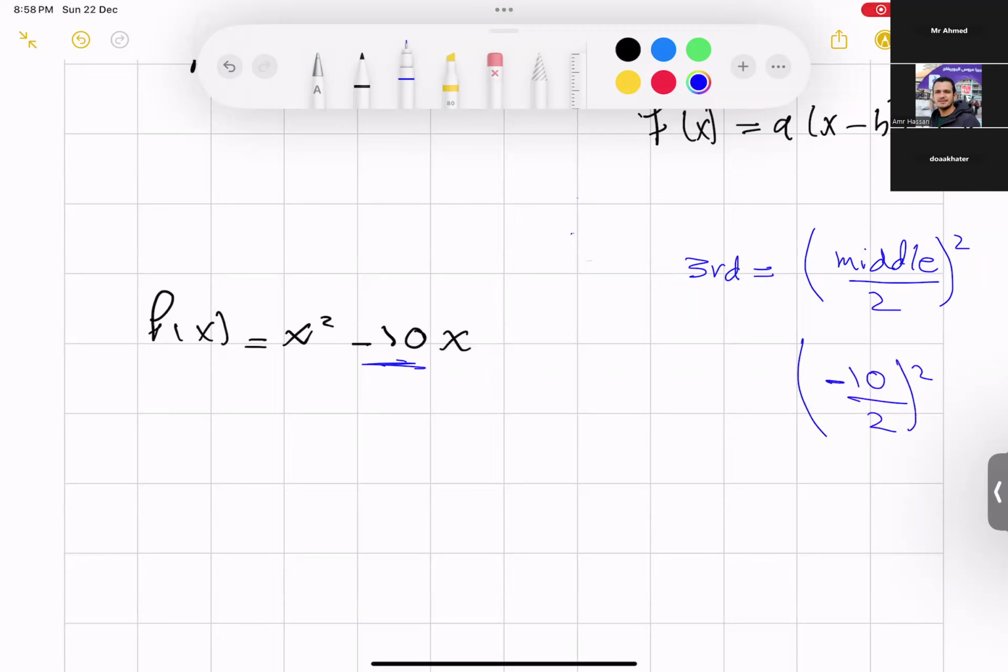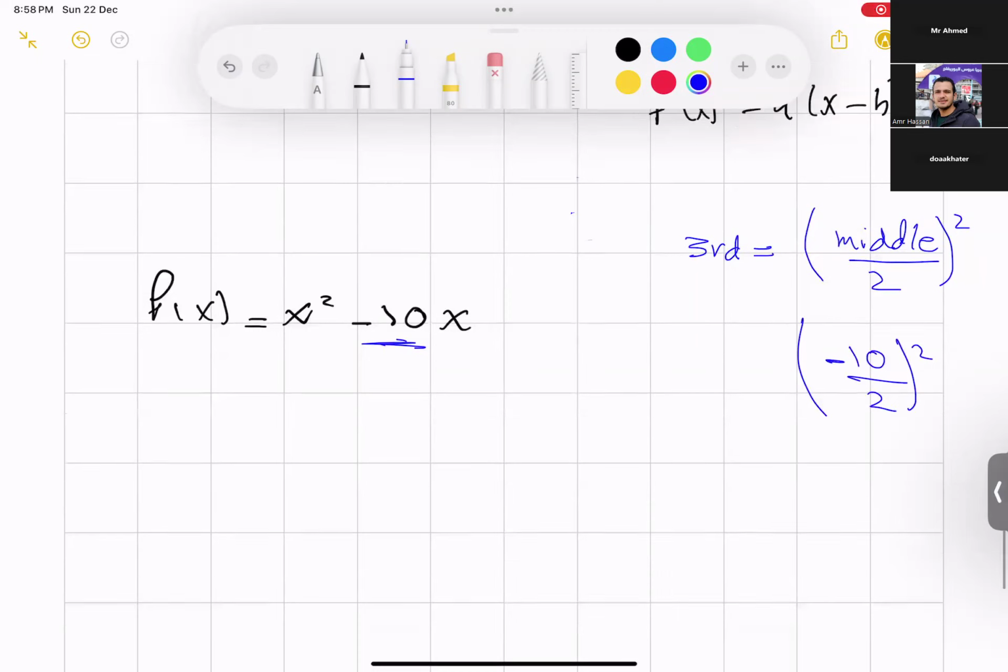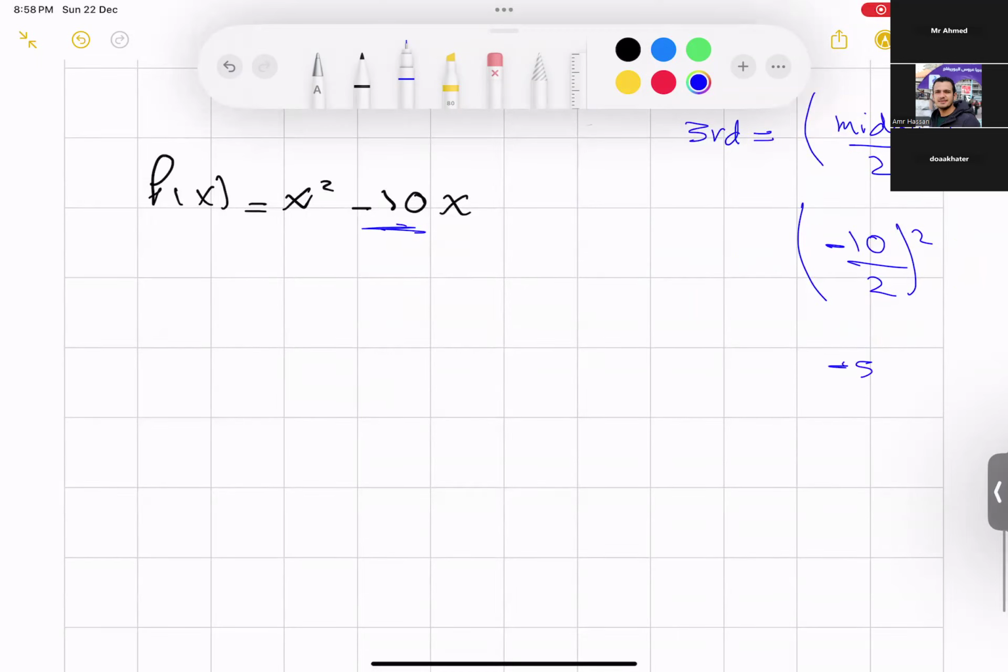Yeah. So 10 divided by 2 is going to be 5, or negative 5 power 2. So it's going to be 25. Look at this one. So the missing term is 25. So what I want to do is just add 25 and subtract 25. It sounds like I was adding 0, right? Because 25 minus 25 is 0. So it doesn't affect, right?